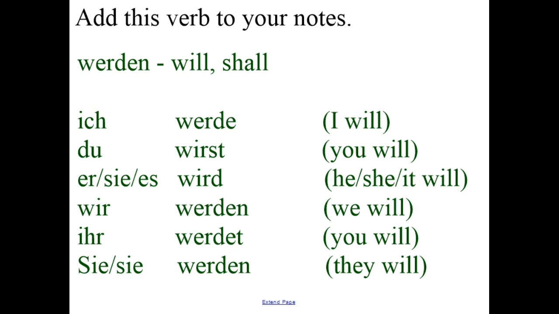Wir werden, we will. Ihr werdet, you will. Sie werden, or sie werden. You formal will, or they will. Please notice that the verb werden is irregular in the du and the er/sie/es forms. Du wirst und er/sie/es wird.